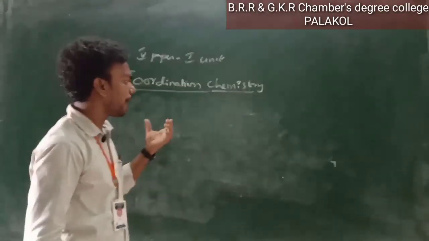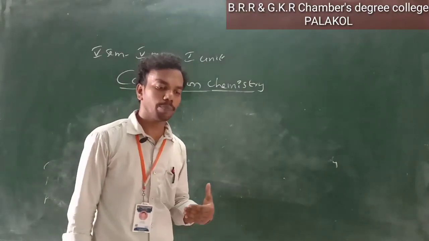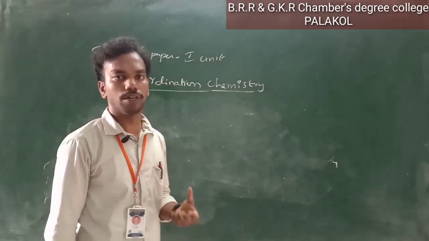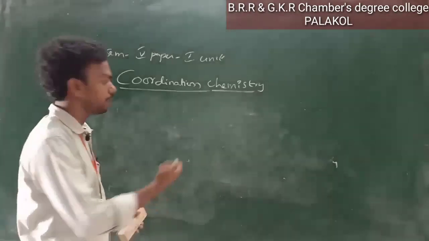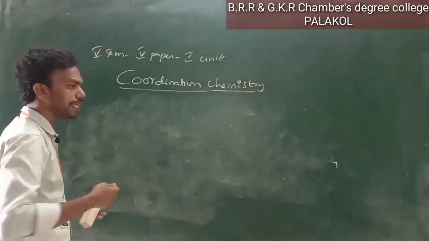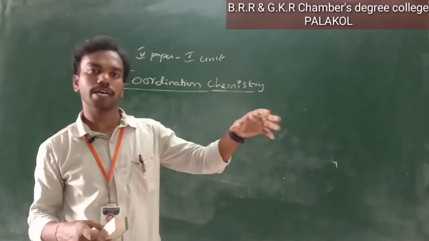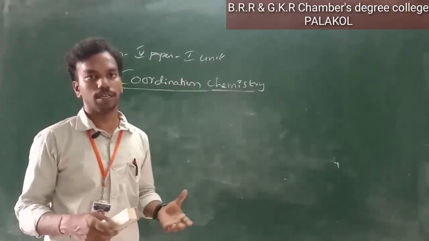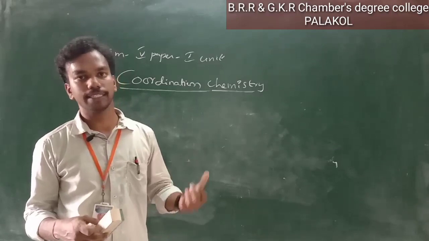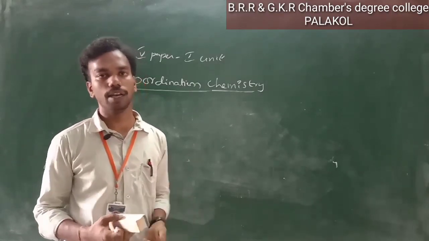Next, we have to assign the IUPAC nomenclature for this coordination compound. Before discussing IUPAC nomenclature rules, we have to know a few things, first the nature of ligands. Ligands could be anionic, cationic, or neutral. If you have a negative charge over the molecule or atom, that is an anionic ligand. If you have a positive charge, that is cationic. If you have no charge, that is a neutral molecule.